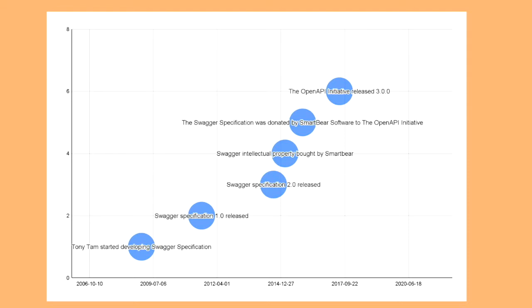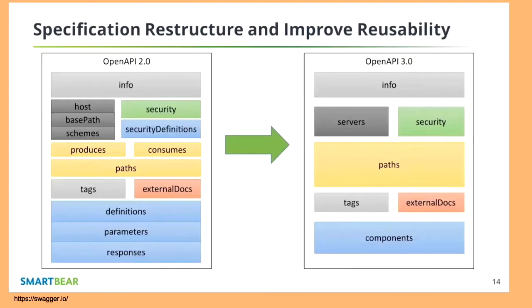In 2014, the Swagger specification intellectual property was bought by the company called SmartBear. And in 2016, the Swagger specification was donated by SmartBear to the OpenAPI Initiative, which made it open source and renamed the Swagger specification to OpenAPI specification. So there are two versions of the OpenAPI specification which you can use, namely version 2 and version 3.